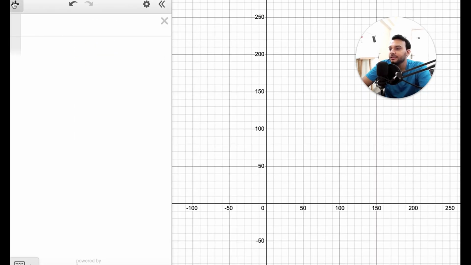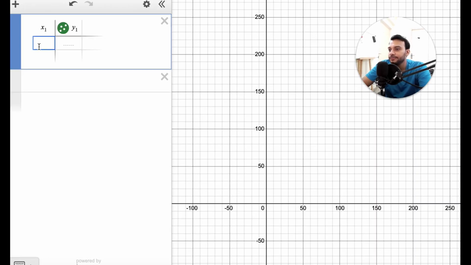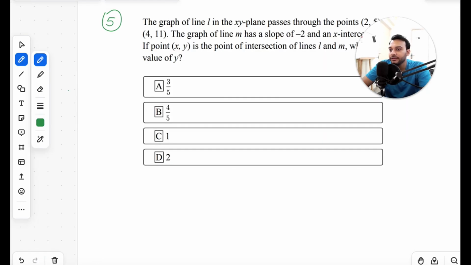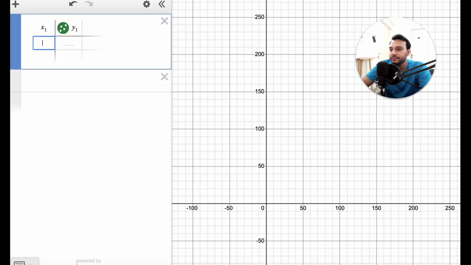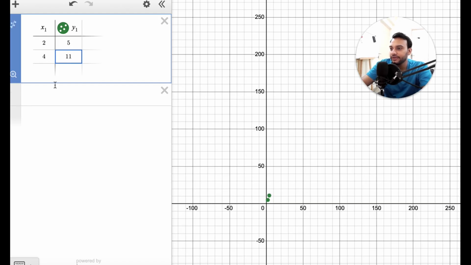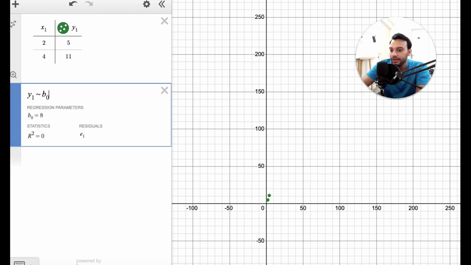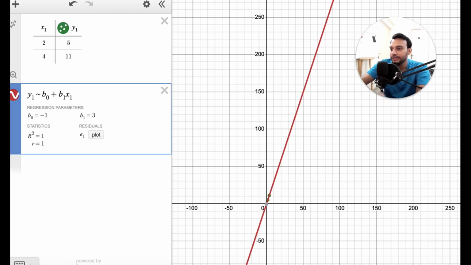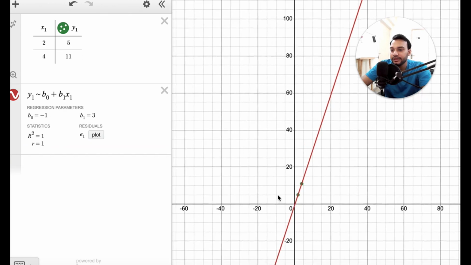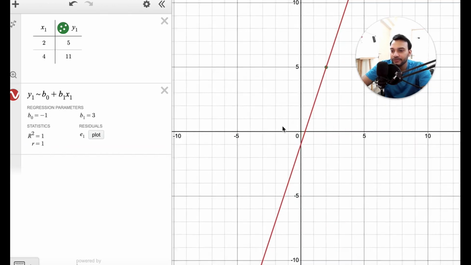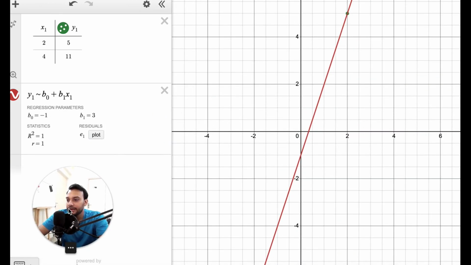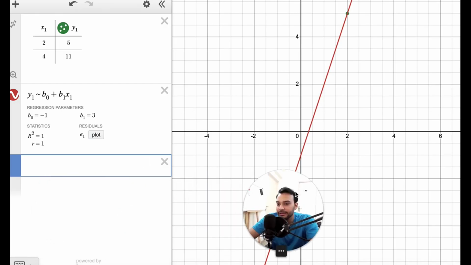For the first equation, let's just put in the points. So take the table, (2, 5) and (4, 11). Those are the points. Quickly write the regression, y1 tilde b0 plus b1 x1, and you get the equation of the graph of the line. I'm just zooming in so as to clearly see where they are intersecting. Okay, next we do the next one.